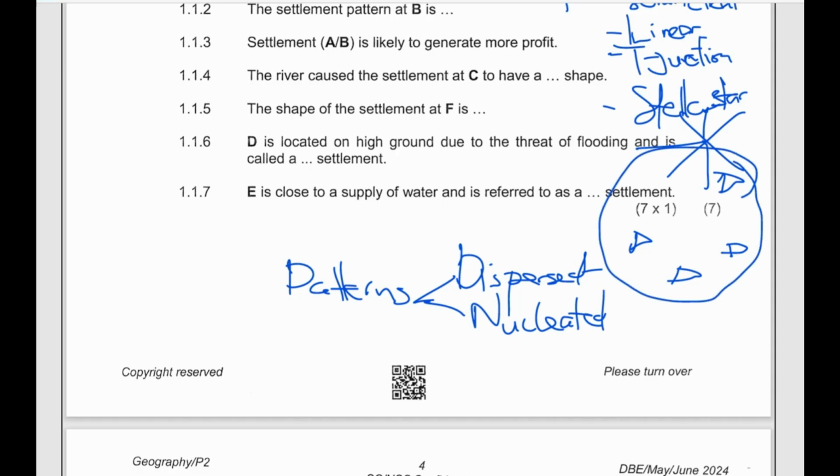Then what we call a nucleated or a clustered settlement, it's one and the same thing, nucleated and clustered settlement.